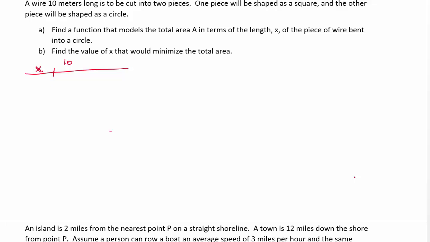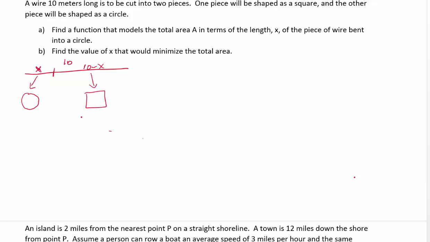If that much of it is x, what does that force this second piece over here to be? Well, since the whole thing is 10, and this much of it is x, then this second piece must be 10 minus x, so that they add together to 10, right? And so what we're doing in part A is we're taking the piece that's called x, and we're wrapping it around to form a circle.